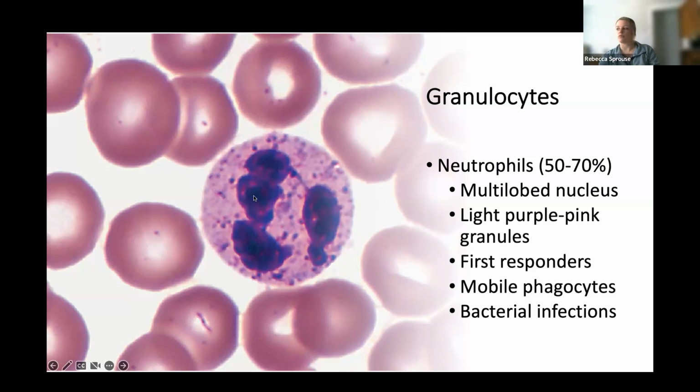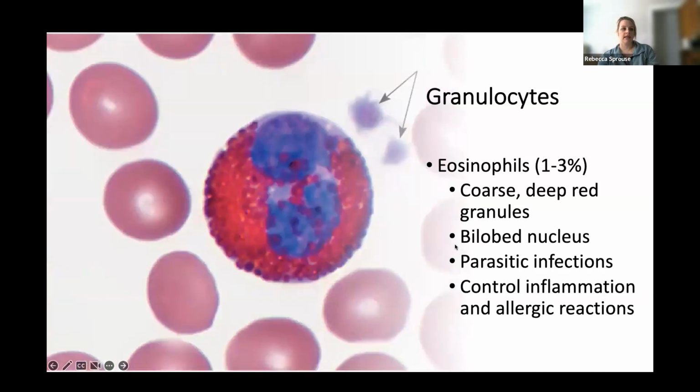These are the first responders to a site of infection, mostly bacterial infection, and they are good because they can perform phagocytosis, which is basically the engulfing of bacteria. I think of Pac-Man when I think about that, these little guys that go through and then eat bacteria or infected cells or something like that. So these guys are the most abundant, and I would say the most important.